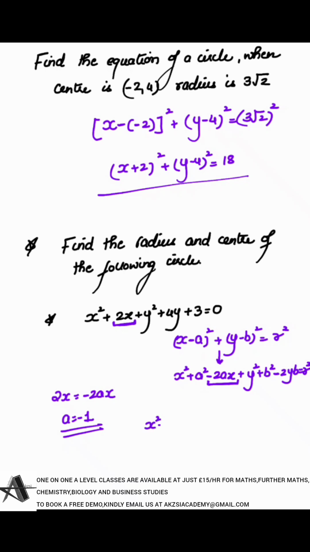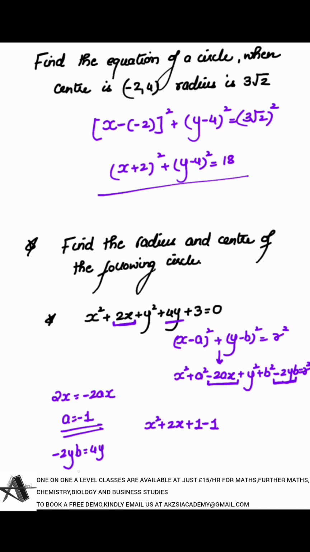x squared plus 2x plus 1 here. If I have added 1, I need to subtract 1 as well, because we cannot change the equation or any particular expression. So if you're adding something, you're supposed to subtract the same thing. And I did the same here. Similarly, I need to compare minus 2yb with 4y. So minus 2yb equals 4y.